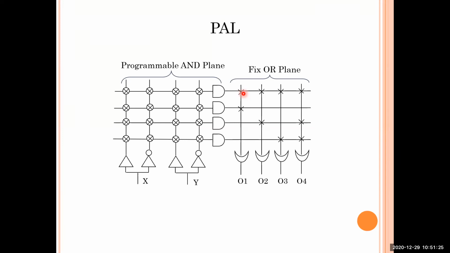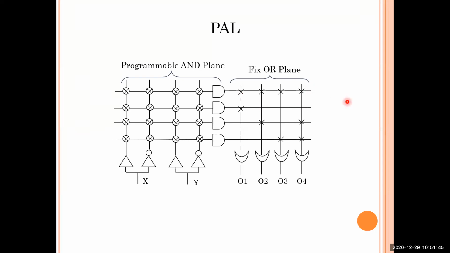And apart from this, other basic logic devices such as multiplexers, XORs and latches are also added to the inputs and outputs. You can see that when you study the CPLDs. In the CPLDs, we'll be using all of this.